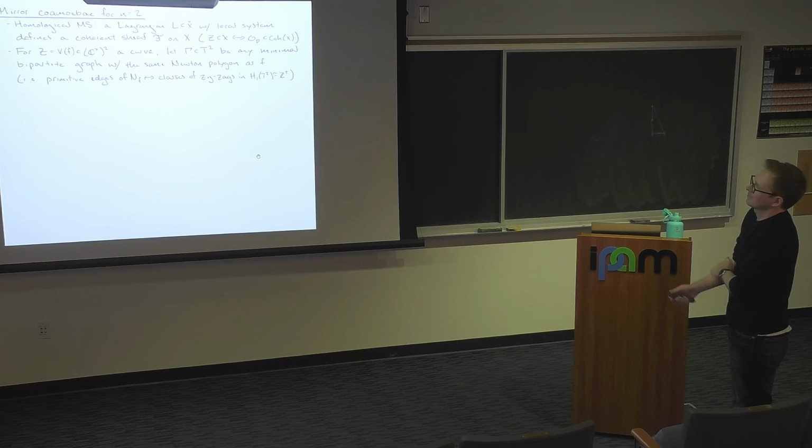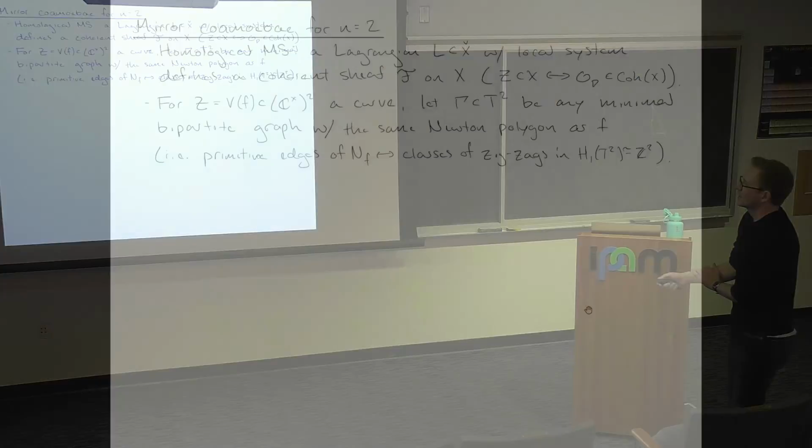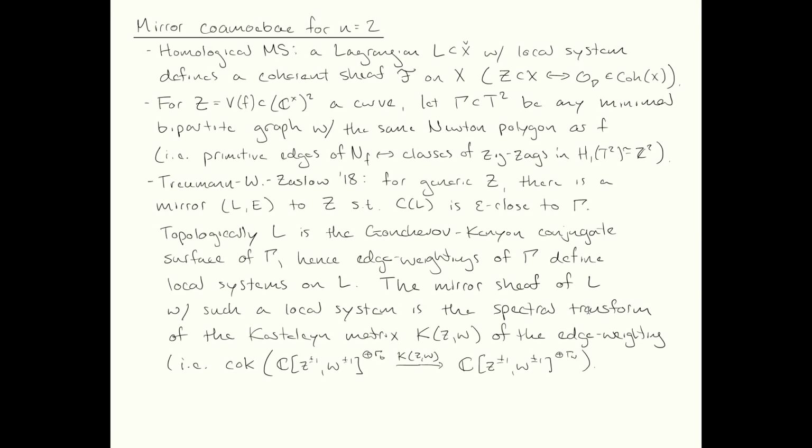If I have a bipartite graph, what does it mean to correspond to a particular curve or a particular Laurent polynomial? All right, so make some choice like this, and now here's a more precise statement about the coamoeba of the mirror of this curve. It's that I can choose it to be epsilon close to this graph. So for a generic Z at least, with this fixed Newton polygon, I can choose the mirror to Z such that its coamoeba is as close as I like to this graph.